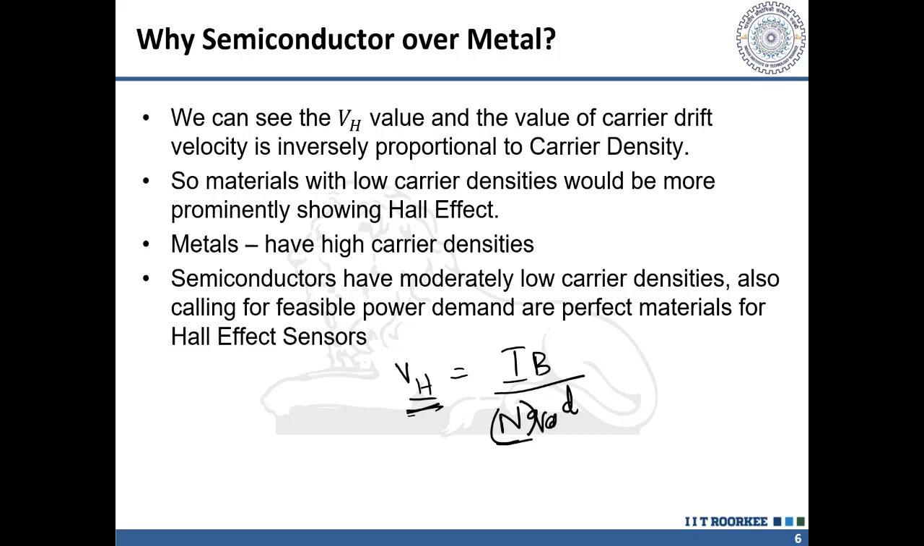So basically metals have high carrier densities and hence show lower values of Hall voltages. Comparatively, semiconductors have moderately lower carrier densities and hence they can show better Hall voltages, and in that sense are more feasible for us to detect the voltage as such.